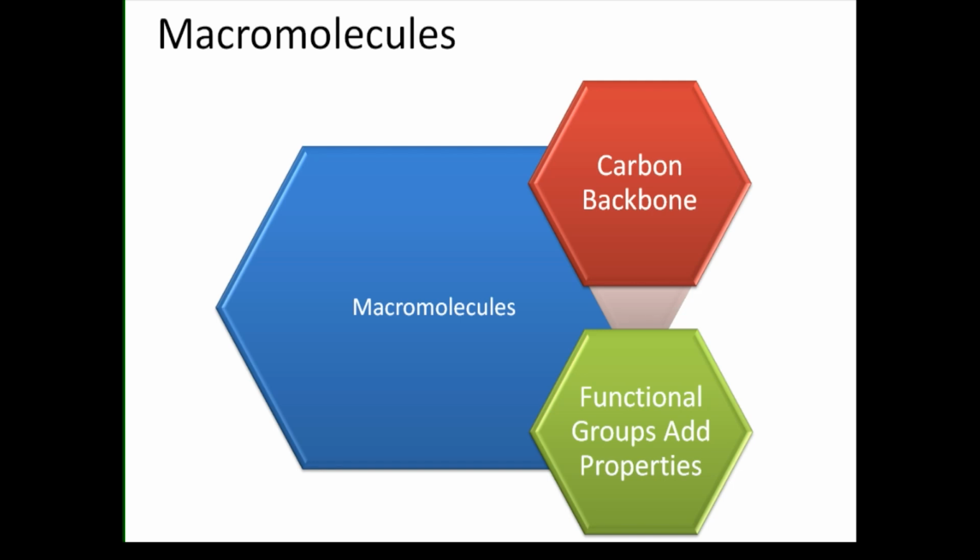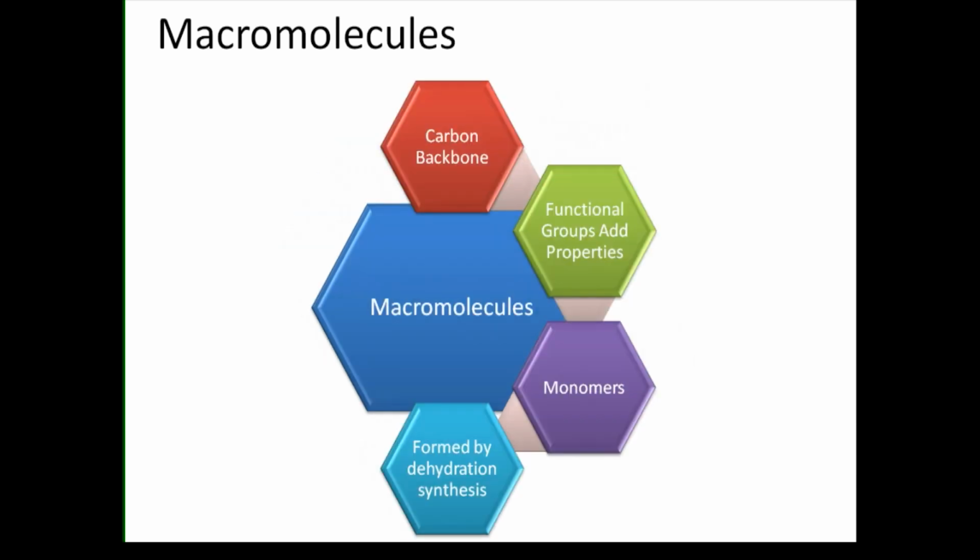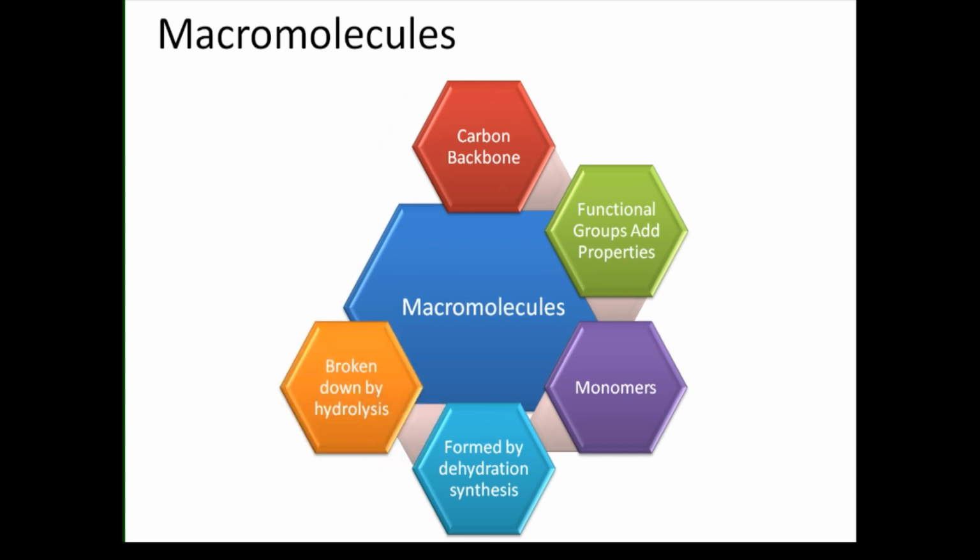And along with these functional groups and carbon backbone, macromolecules are made up of repeating units known as monomers. These monomers combine by dehydration synthesis to form polymers. Long complex chains of repeating units. These polymers can then be broken back down into monomers by hydrolysis. We're going to look at this in more detail.